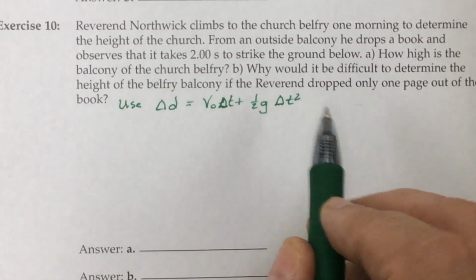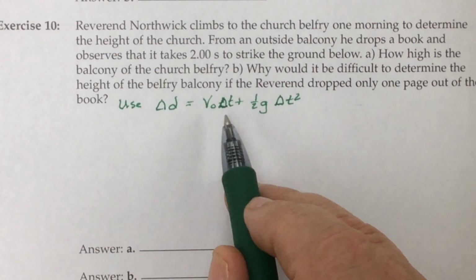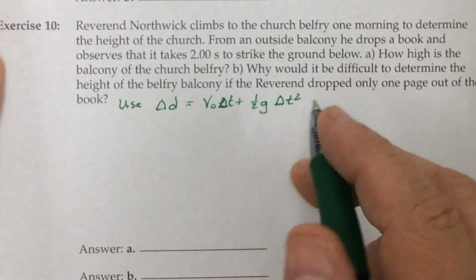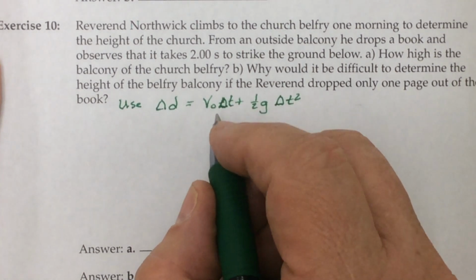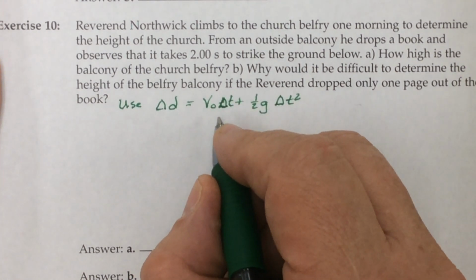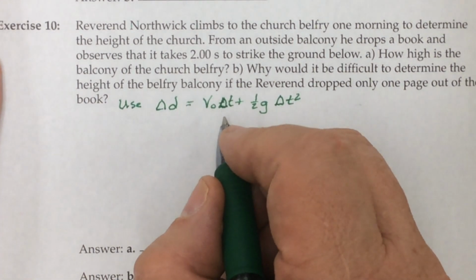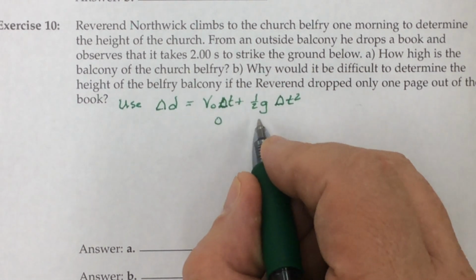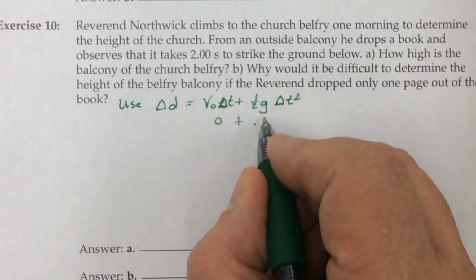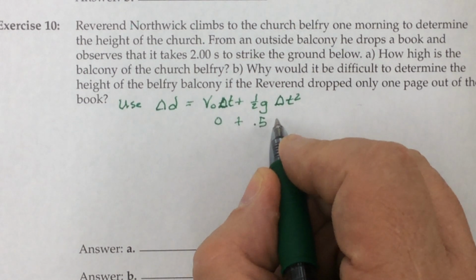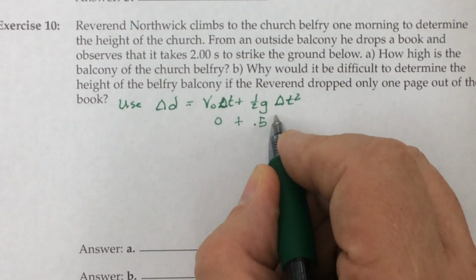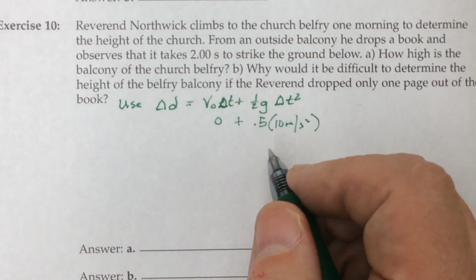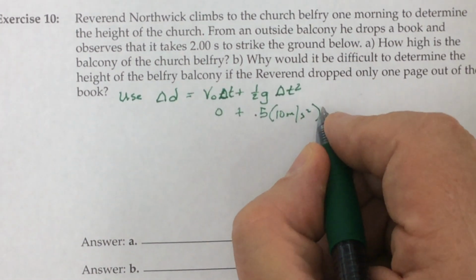So here's the one that we've talked about several times. d equals v0t plus 1/2 gt squared. So this is going to be initial velocity as he simply drops the book. So we don't have an initial velocity, so this goes to 0. And then we have 1/2. Okay, so I'm just going to say this is plus, and I'll multiply it. So it's 0.5 times 10 meters per second squared times 2 seconds.